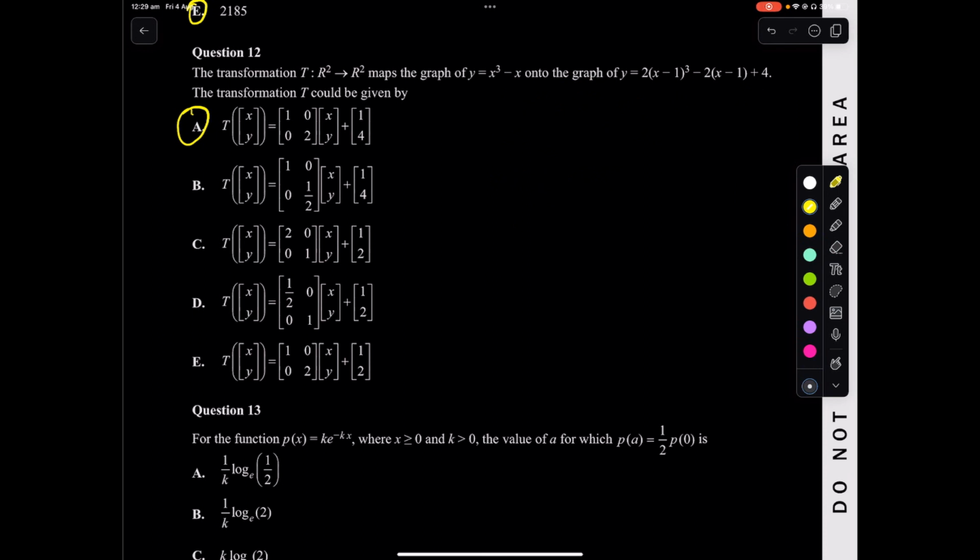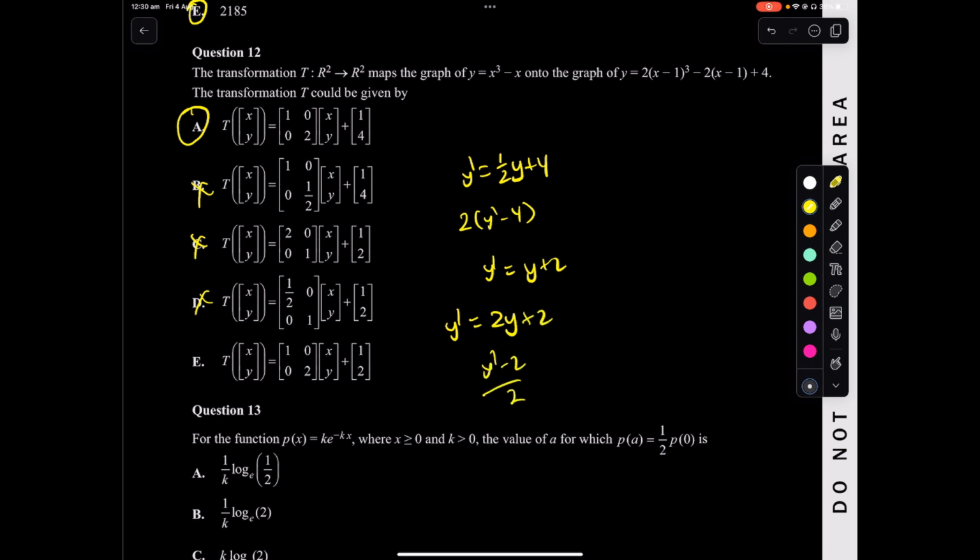So just quickly, this one over here, it's saying half Y plus 4 equals Y dash. So we're saying that Y dash minus 4, 2. It means that we're dividing everything, so that one's wrong. This one over here, C, is Y dash equals Y plus 2. Nope. And E is 2Y, so Y dash is equal to 2Y plus 2. So Y dash minus 2 over 2. So multiply everything by 2, but then add 2. No, we need to add 4.